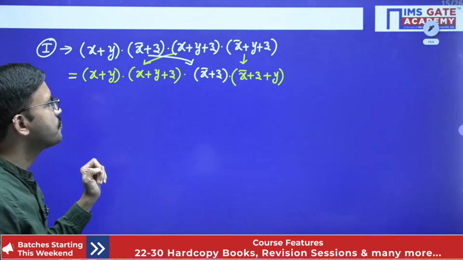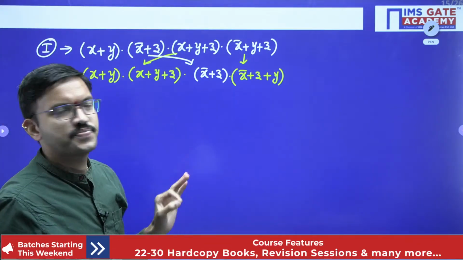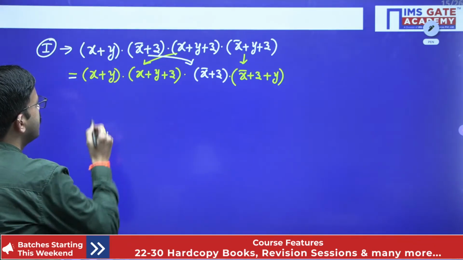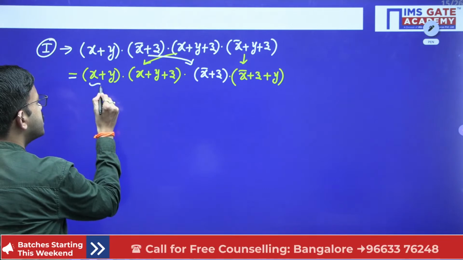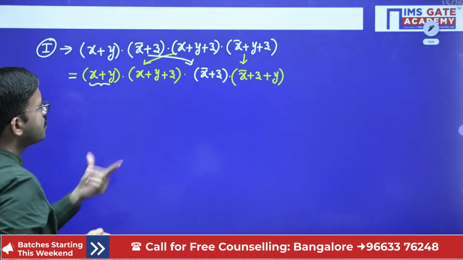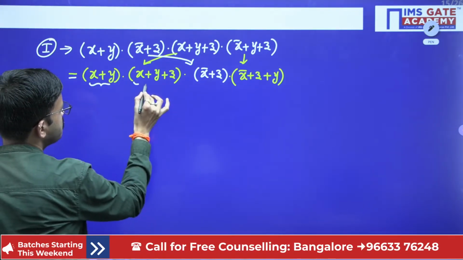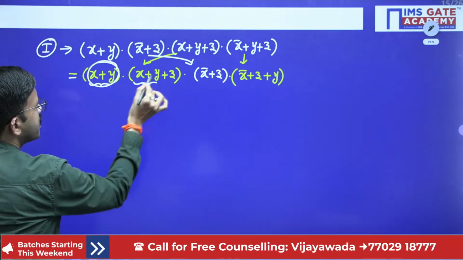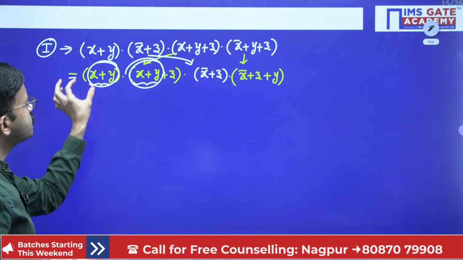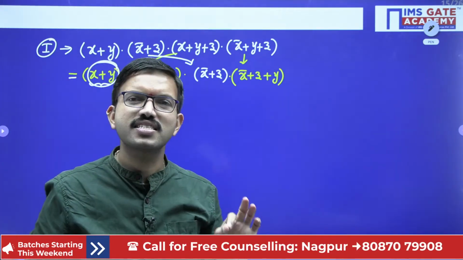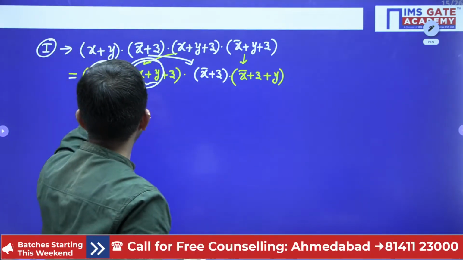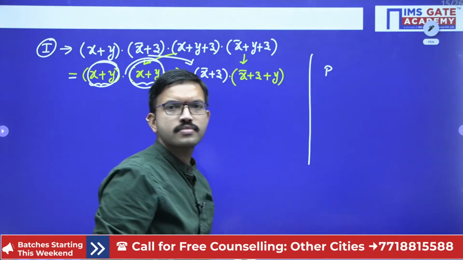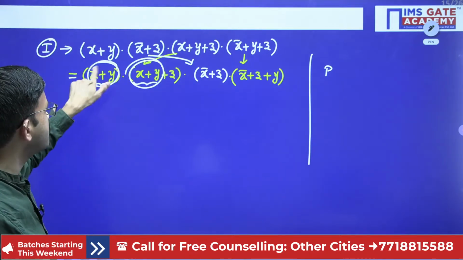Now I am giving the hint here. For the time being, just observe the two brackets. In both the brackets, x plus y is the same. So now you can assume x plus y as a single variable or single term. For example, assume x plus y as p.